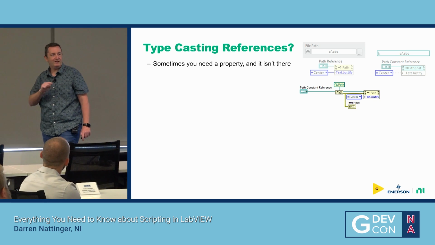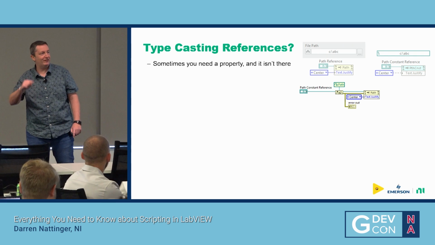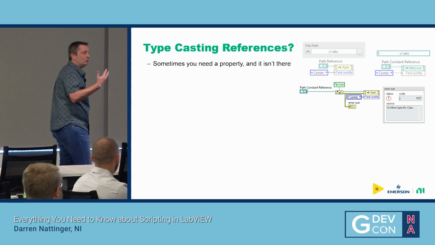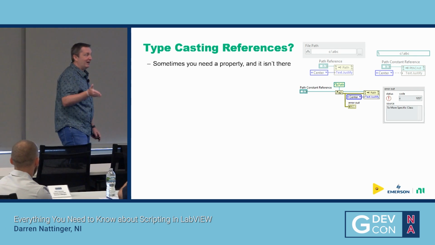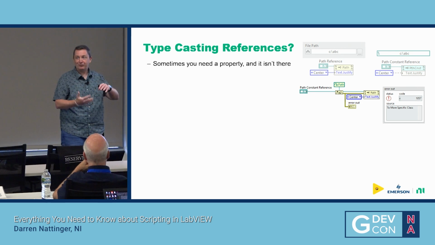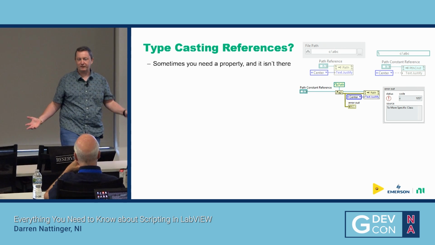So why don't I turn my path constant class into a path class and then use its property? Well, that doesn't work because path is not a more specific class of path constant. Paths are things on the front panel. They have nothing to do with constants.